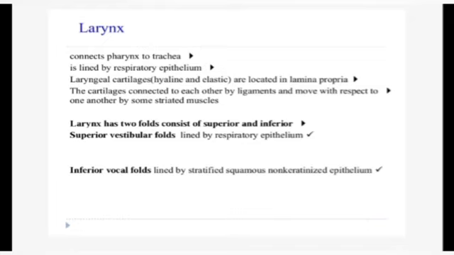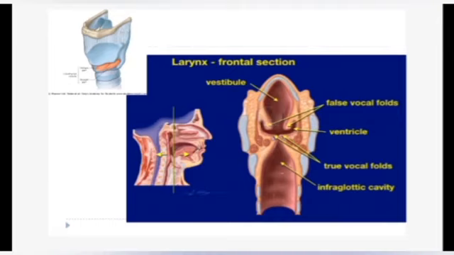The laryngeal inlet, most of the epiglottis, and the true vocal cords are covered by stratified squamous, non-keratinized epithelium, but the rest of the larynx is lined by typical respiratory epithelium, that is pseudostratified columnar ciliated epithelium with goblet cells.